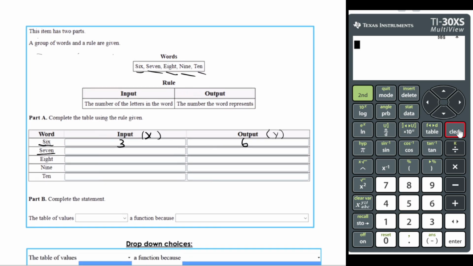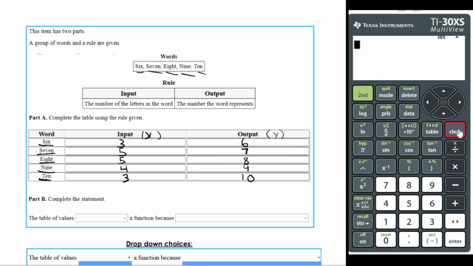7. That represents 7. How many letters are in 7? 1, 2, 3, 4, 5. 5. 8. That represents 8. How many letters are in 8? 1, 2, 3, 4, 5. That's 5. 9 represents 9. How many letters are in 9? 1, 2, 3, 4. 4. 10 represents 10. How many letters are in 10? 1, 2, 3. 3.